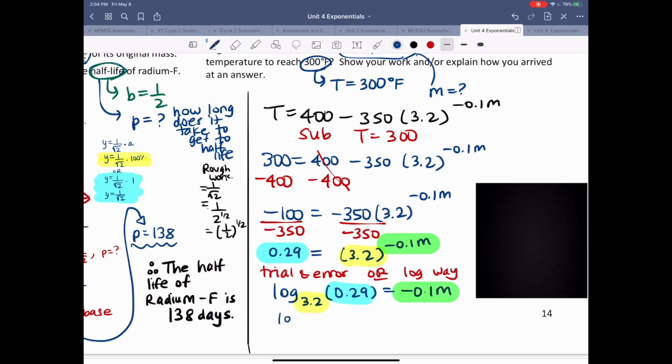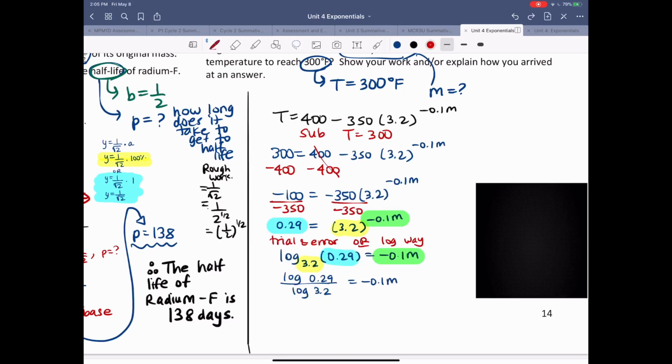Again, I need to do a little conversion, so I get log 0.29, that's part of the numerator, divided by log 3.2 is equal to, just leave the right side as is, and you get equals negative 0.1 m. I need to get my m by itself. At this point, I'm going to divide both sides by negative 0.1, and I will be able to get a very close answer to the exact. So I like doing log 0.29 divided by log 3.2.